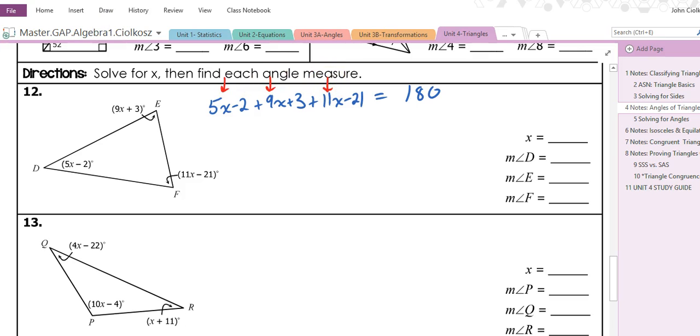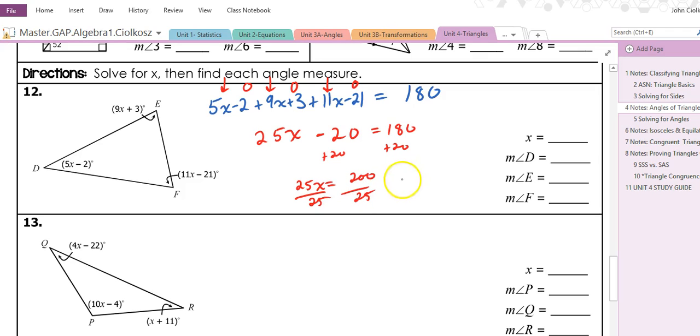Again, for more examples of combining this, Unit 2 is a great place to go. Give me 25x, and combining my numbers, that would give me negative 20. So we got x is equal to 8.